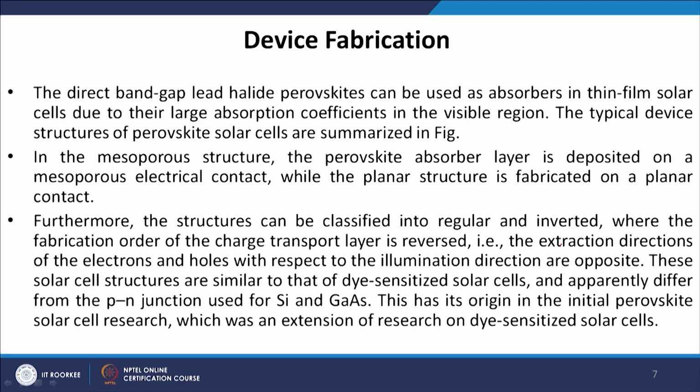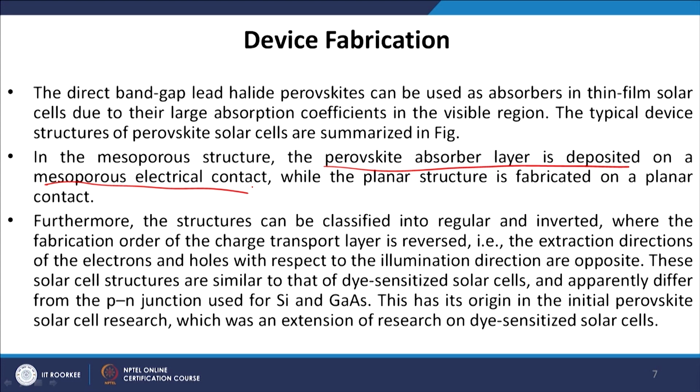The direct bandgap lead halide perovskite can be used as absorbers in thin film solar cells due to their large absorption coefficient in the visible region. The typical device structure of perovskite solar cells we have already discussed and it has been shown in the subsequent figures. In the mesoporous structure, the perovskite absorber layer is deposited on a mesoporous electrical contact.